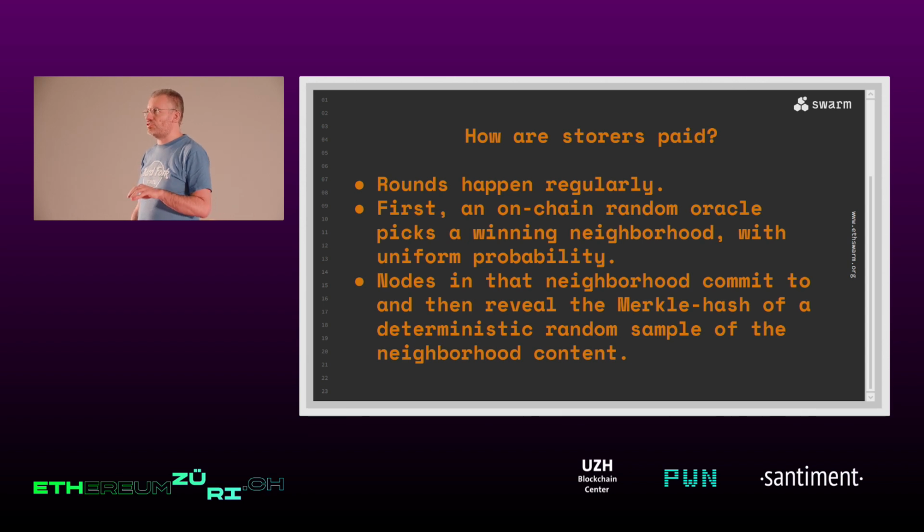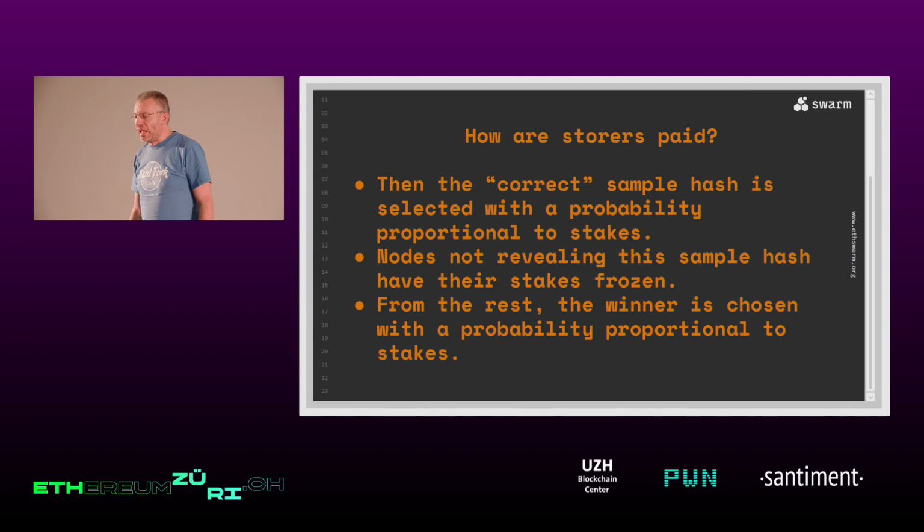So the reason we're doing this random sampling instead of building a Merkle hash of everything is precisely in order to have a little bit of tolerance to not storing exactly the same. So the random sample has a large chance of being the same, even if there's a few chunks of difference between what they're storing, because the chunks haven't arrived to some of the nodes in the neighborhoods yet. But they are expected to agree on that random sample. And then the correct sample is chosen with a probability that is proportional to stakes.